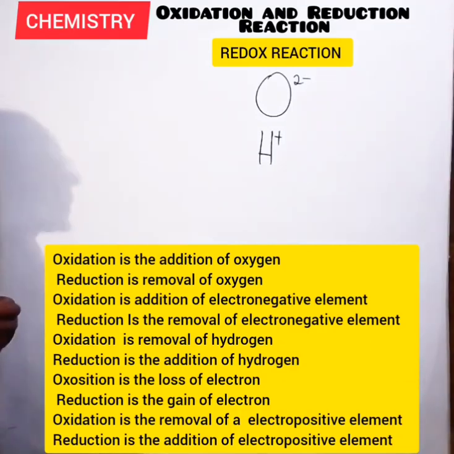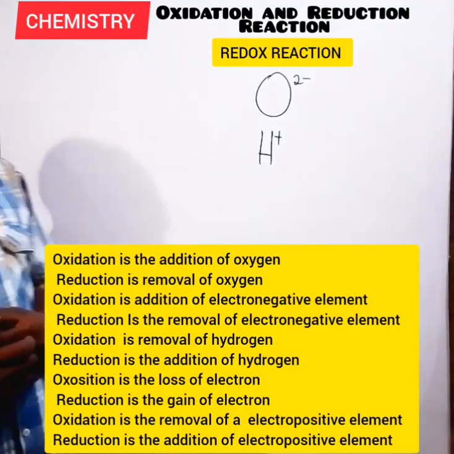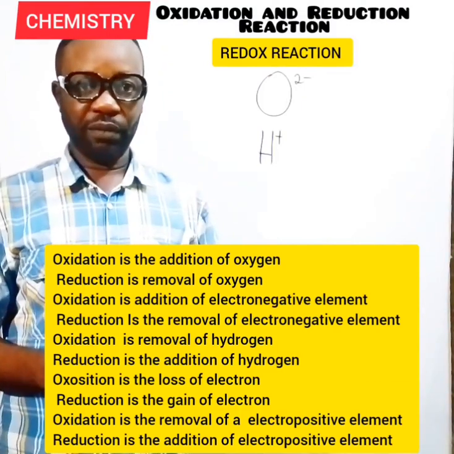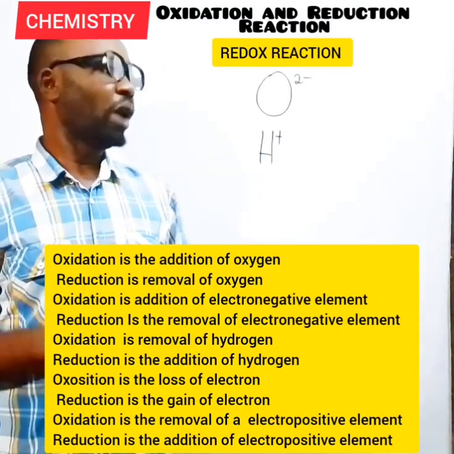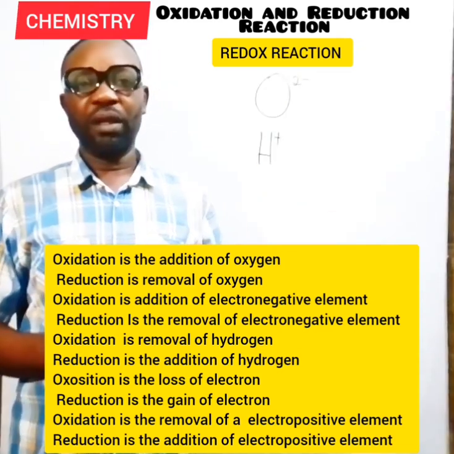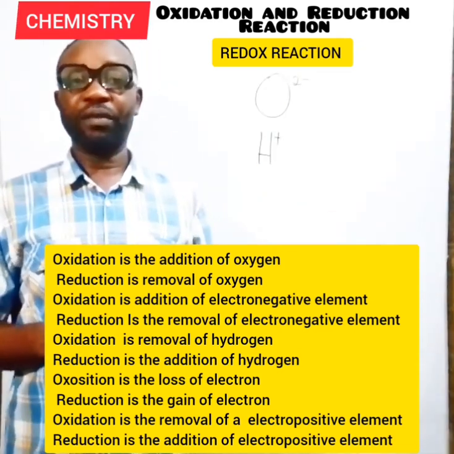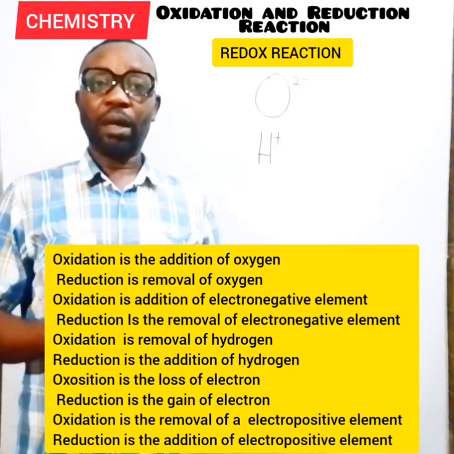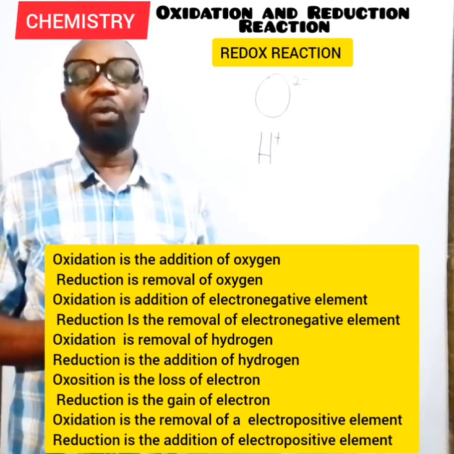Now, oxidation can as well be defined as the loss of electron, while reduction is defined as the gain of electron. This is a set of definitions we can give to oxidation and reduction. I'm going to now look at them one after the other.